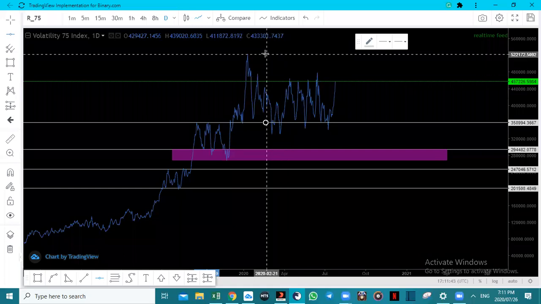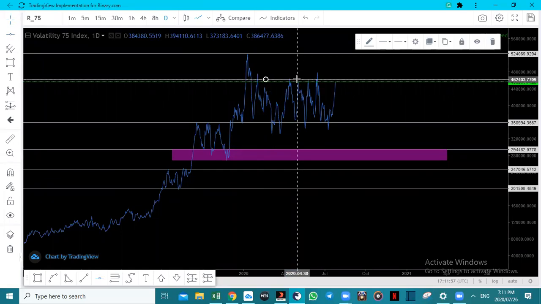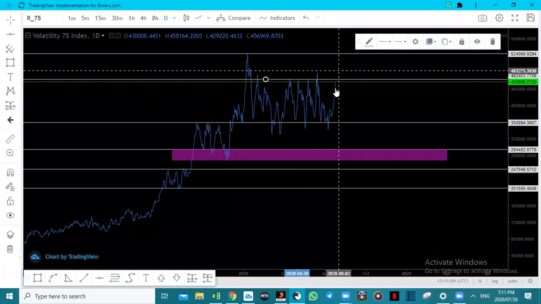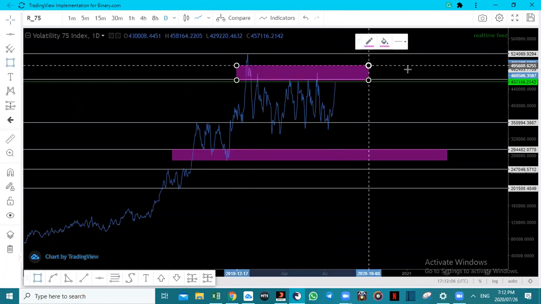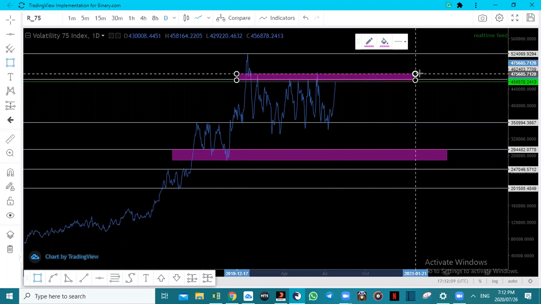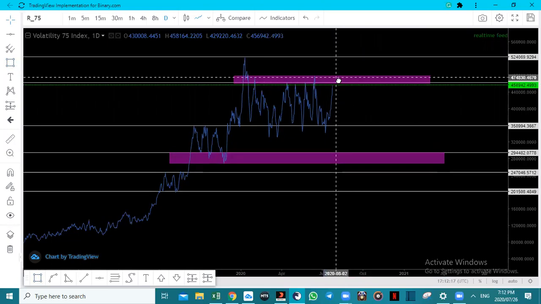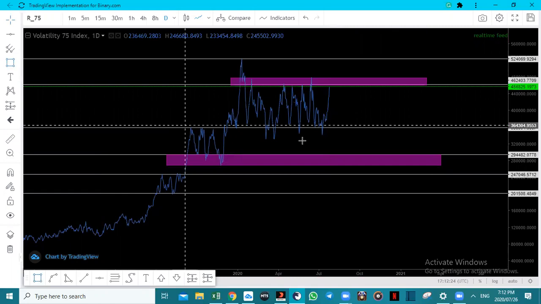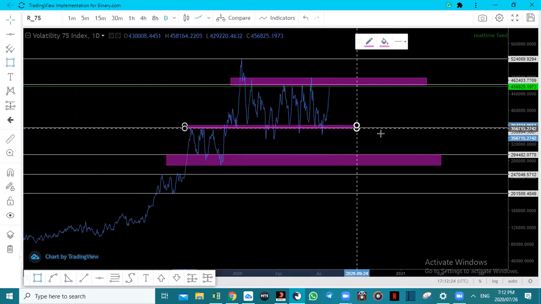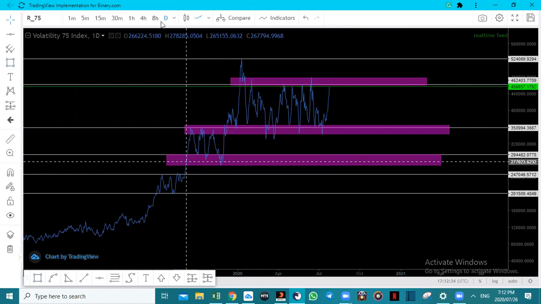Here was the highest point, so this is the highest resistance we have on volatility 75 at the moment. Here is somewhat of a second highest area that has been respected the most times. When price reacts around a level like this with multiple touches, we want to highlight that area so we know it is at a significant price. Let's highlight this area down here as well, where price has reacted. So you can see we have these three significant areas right here.